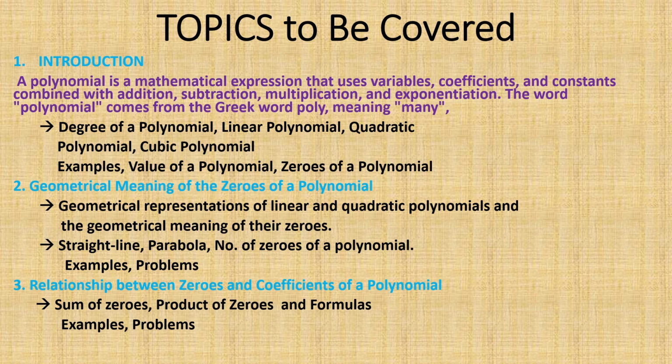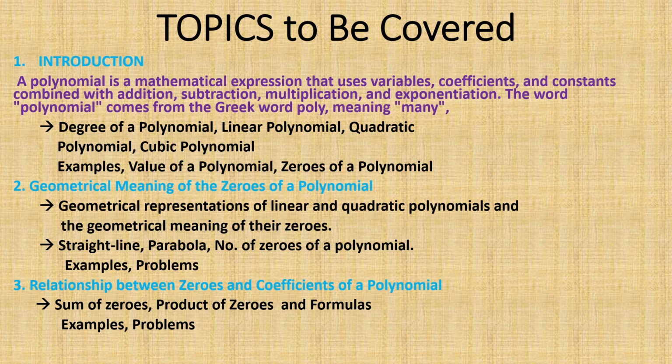Okay, what is zero of a polynomial and how do we represent graphically the zeros of a polynomial? What is the significance of the zeros of a polynomial? And what are the shapes of different types of polynomials and their geometric representation? And what are the examples related to the geometrical representation of the polynomial? And problems related to that geometrical meaning and zeros of the polynomial. All those topics we are going to cover in session 2.